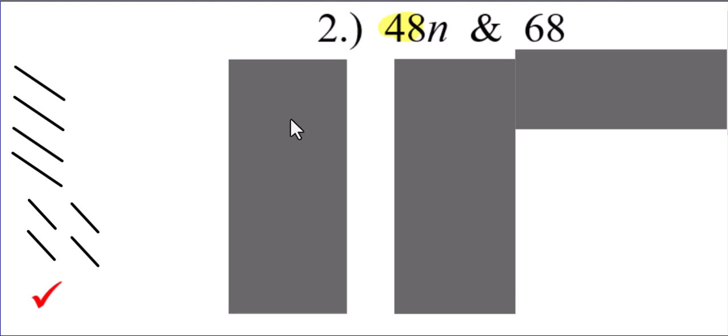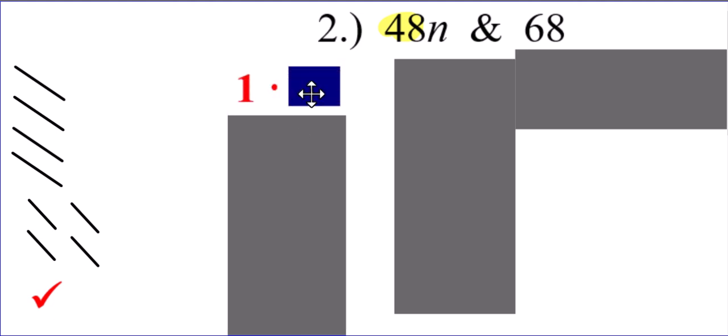So what do I do? What's the biggest factor of 48? Well, 1 times 48 is 48. Is 48 a factor of 68? Try right now in your calculator. Take 68 divided by 48, and you get 1.416 repeating. So no, sorry, doesn't work as a factor of 68.